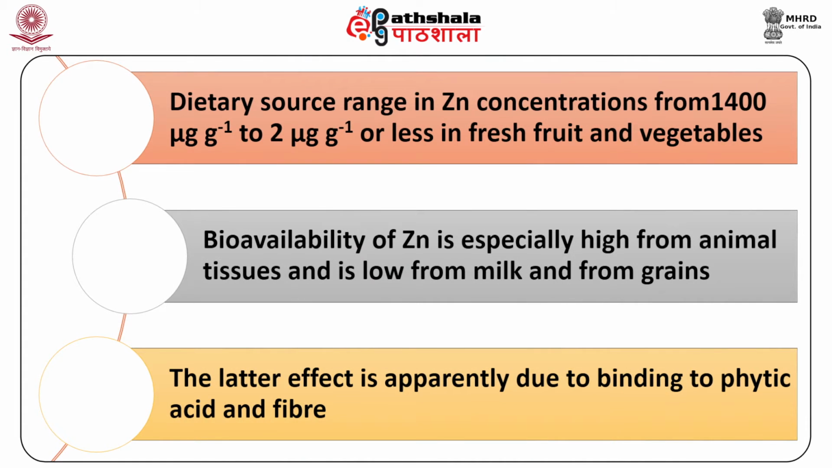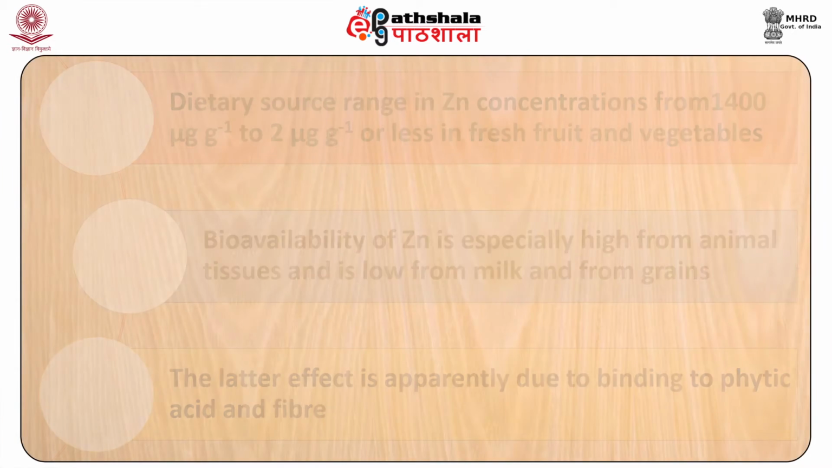Dietary sources range in zinc concentration from 1400 micrograms per gram to 2 micrograms per gram or less in fresh fruit and vegetables. Bioavailability of zinc is especially high from animal tissues and low from milk and from grains. The latter effect is apparently due to binding to phytic acid and fiber.